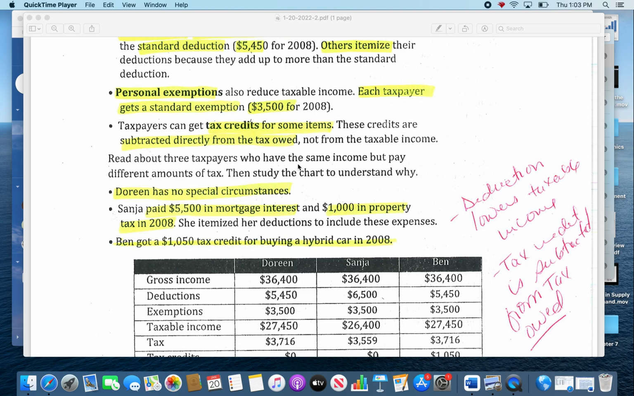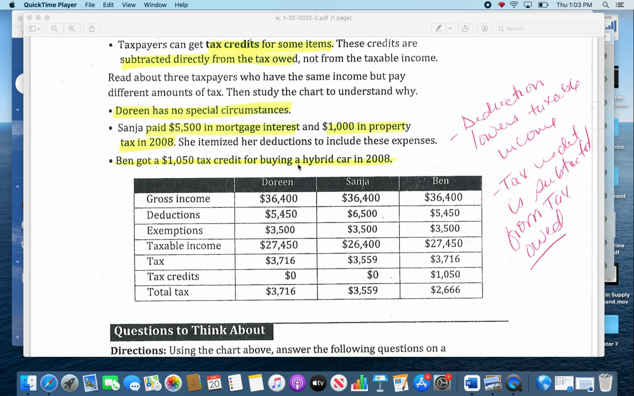So we're looking at these three people down here, Doreen, Sanja, and Ben. They all three have the same income, but based on their different circumstances, what they're going to end up paying in total taxes is going to be very different. So Doreen has no special circumstances. She doesn't have any deductions like healthcare expense, charity, moving expenses. Teachers sometimes can get paid for some of their expenses. If you have a home loan, you can write off interest for your home loan, also known as a mortgage. If you have property taxes, all of that stuff can go in as a deduction.